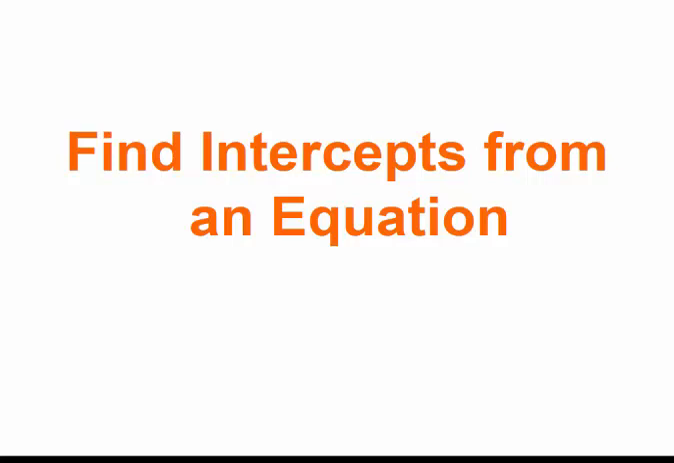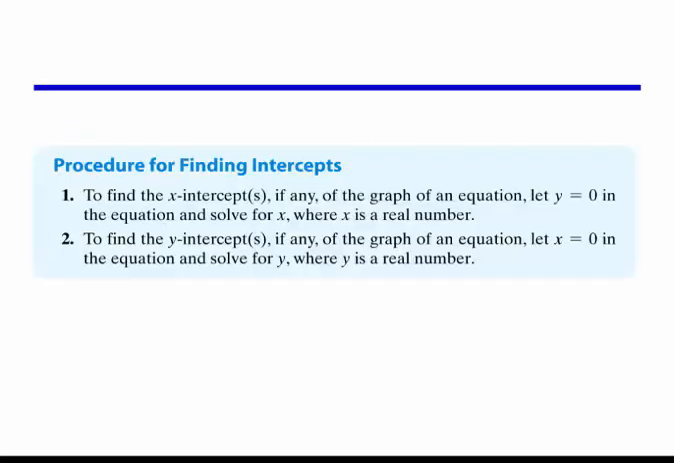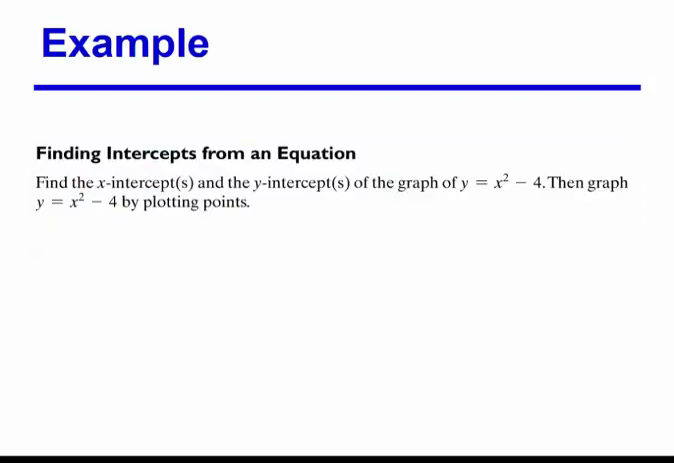Next, we're going to find intercepts from an equation. To find the x-intercepts, you let y equal 0 and you solve for x. To find the y-intercepts, you let x equal 0 and you solve for y. And so here we're going to find the x-intercepts and the y-intercepts of the graph of y equals x squared minus 4, and then we're going to graph the equation by plotting points.